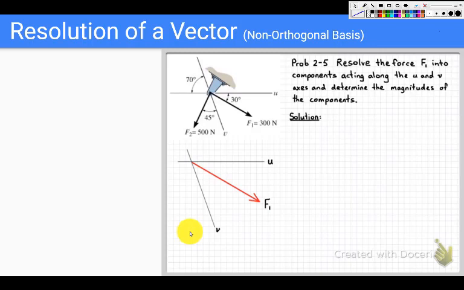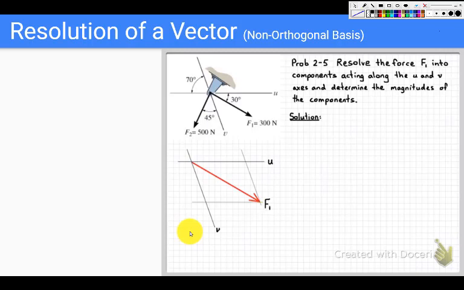And we recall that finding the components of a vector is kind of like the parallelogram law of addition in reverse. So we'll draw lines at the tip of F1 parallel to our axes. Here we've got a line parallel to the axis u at the tip of F1, and then another line here parallel to the axis v, also at the tip of F1.